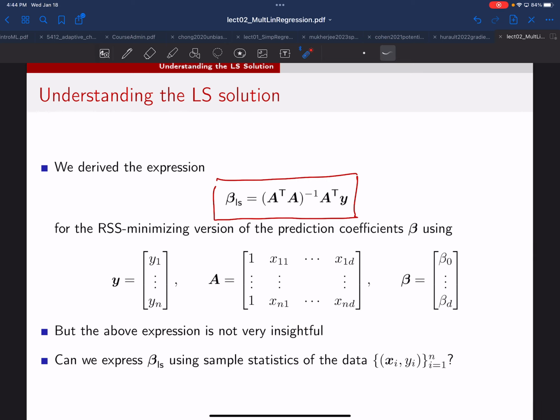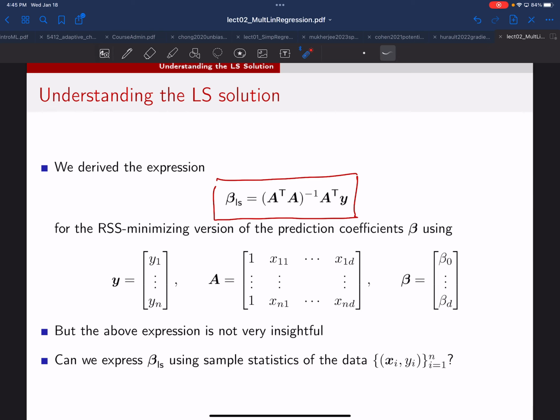But when we think about what we did in the last unit, we were actually able to get some nice interpretations in terms of covariance and variance and sample means and so on that gave us some meaning behind the prediction coefficients we arrived at.